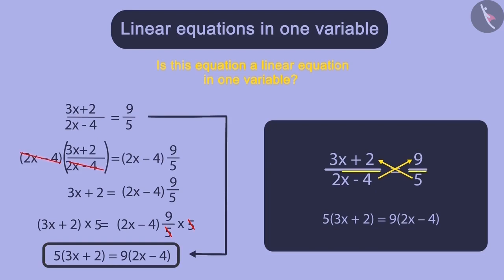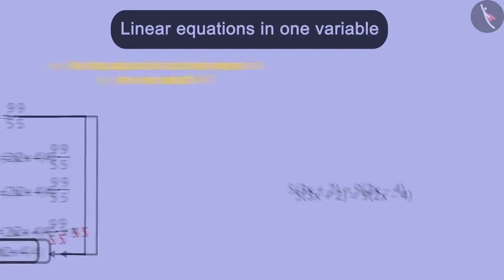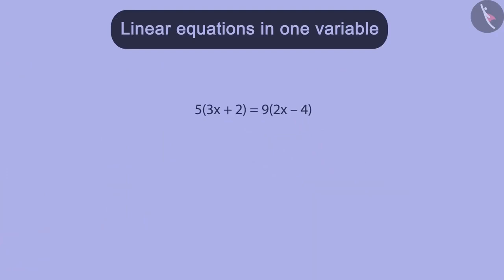We have seen here that the expressions of denominators are multiplied when they are moved to the other side. This method is called cross multiplication. Now we can see that this is a linear equation with one variable. When we remove the brackets on both sides of the equation, we get this equation.